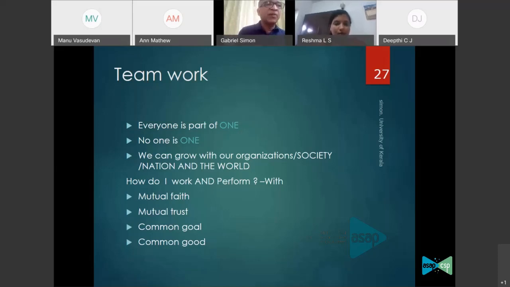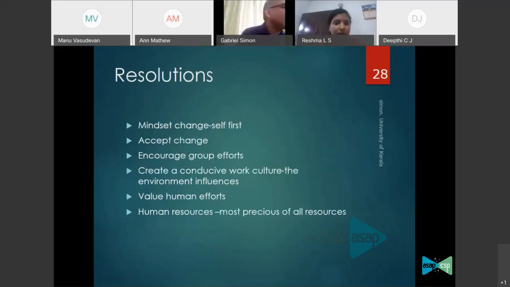We move on to slide number 28. What are the resolutions we can make? The resolutions, one, the mindset change, and that mindset change is again the self first. Our ability to accept change, our ability to encourage group efforts. Then comes our ability to create a very conducive work culture, where there is mutual recognition, mutual faith, where we recognize ourselves and know the environment around us and how these elements are closely blended together.